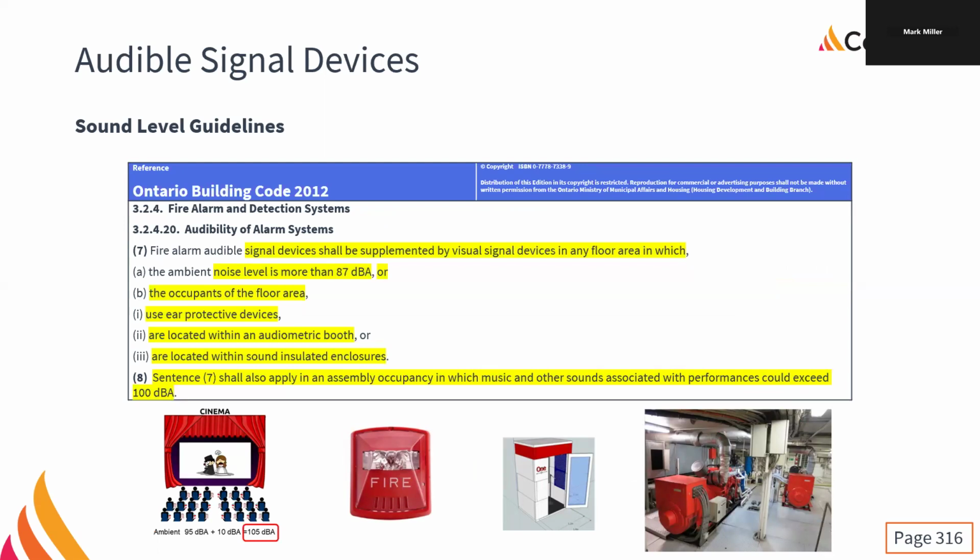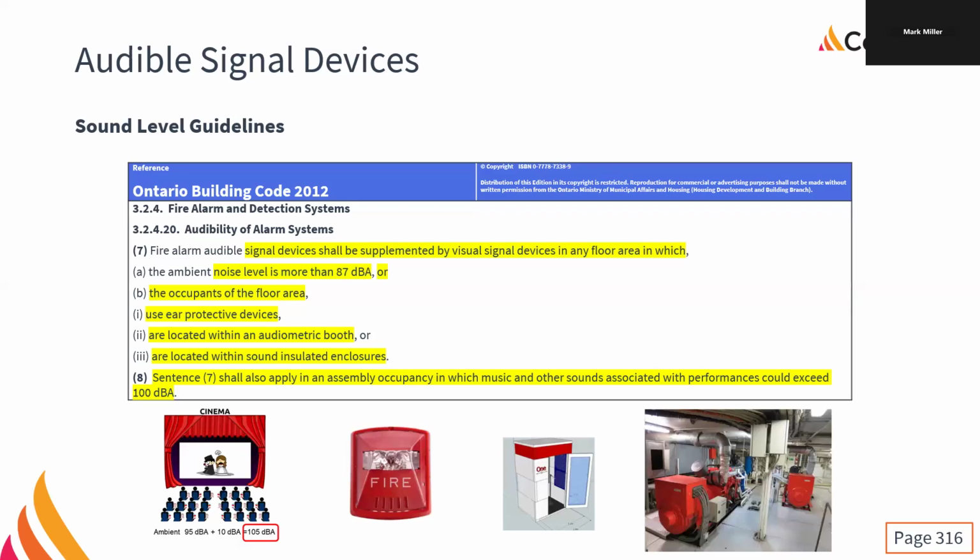So we have to supplement with visual signals. As soon as we get more than 87 decibels of ambient noise, we have to put in strobes as well. Or if the occupants of the floor area are using ear protective devices, right? We might only be at 70 decibels in the area, but the company policy is ear protective devices have to be used. As soon as we're using ear protective devices, it needs to be a minimum.